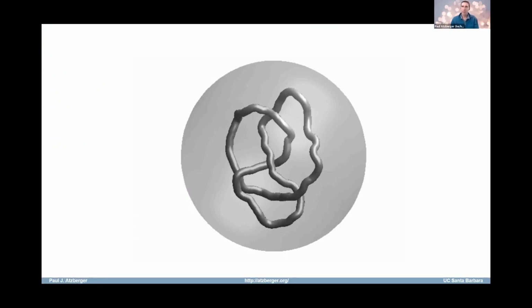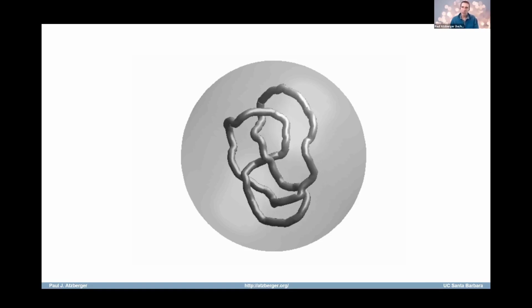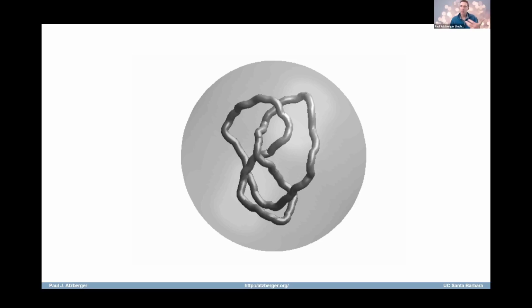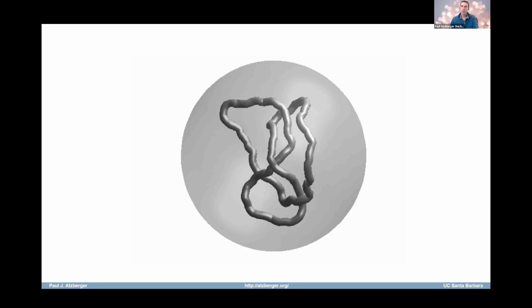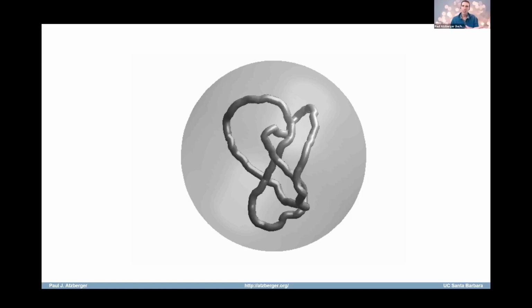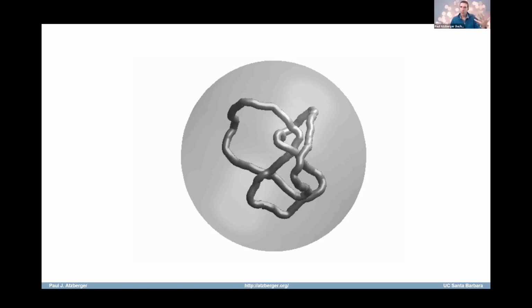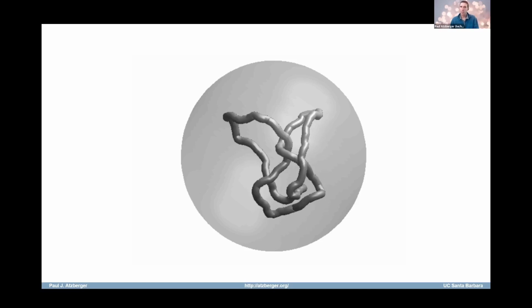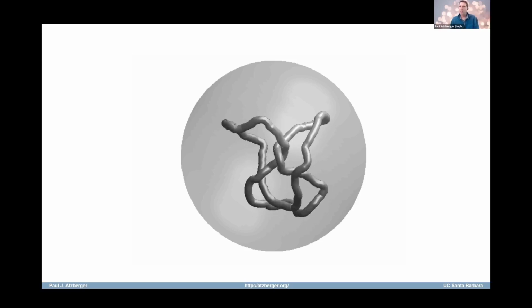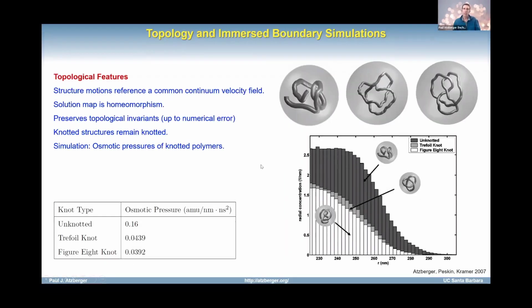This is showing a thermally fluctuating polymer knot. Because of the nature of the immersed boundary method, with each of the microstructure degrees of freedom referencing a common flow field, at least up to particle discretization and truncation error, the solution is effectively a homeomorphism, preserving topological constraints. So there are all kinds of fun things you can do with topology without needing very explicit excluded volume interaction terms. This shows osmotic pressures of a confined polymer knot: with arc length fixed and radius fixed, but using topology, you get a significant drop. That's just a fun little demonstration of that idea.